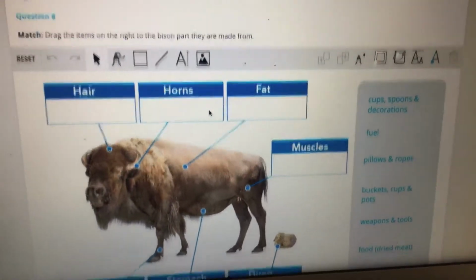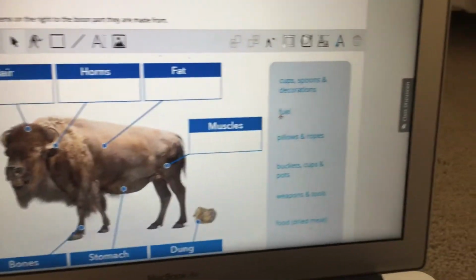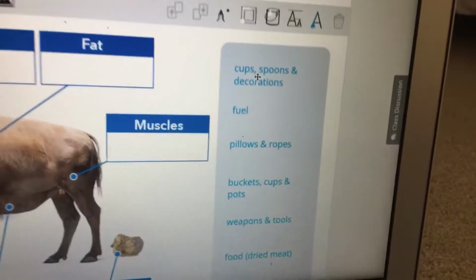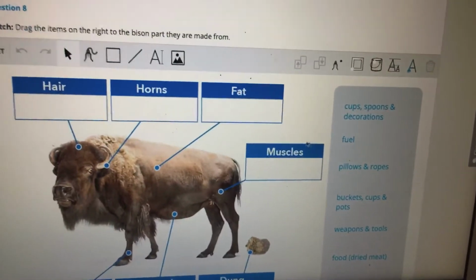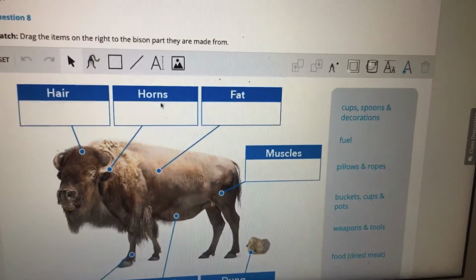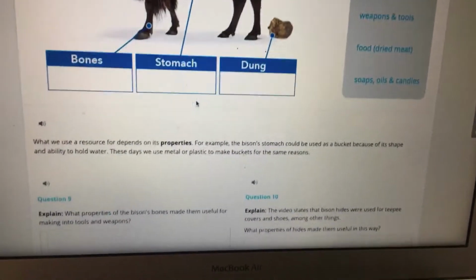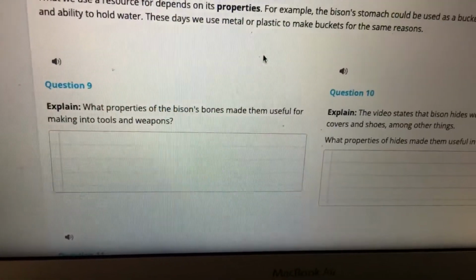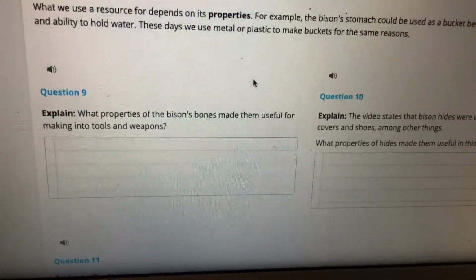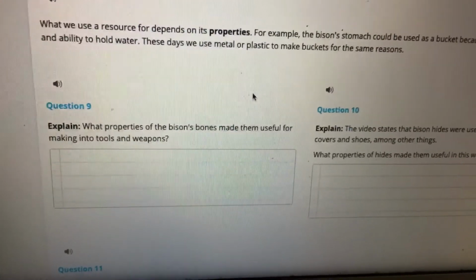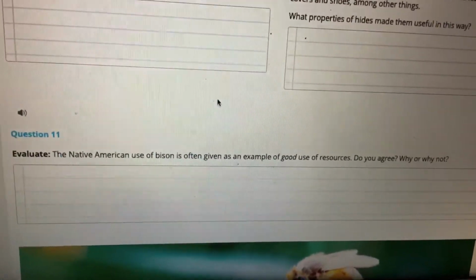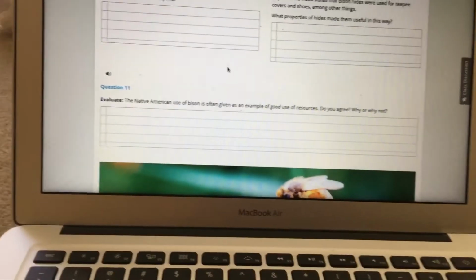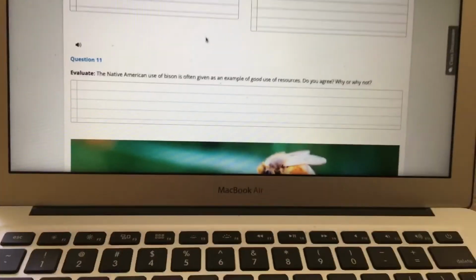Question 8, you'll need to click on these uses of these natural resources and move them to the right part. There's a picture of the bison there. Question 9, what properties of the bison's bones made them useful for making tools and weapons? You can fill that in. Another worded question for question 10 and another one for question 11. So I'll leave that there. Do questions 1 to 11 and then watch the next video.